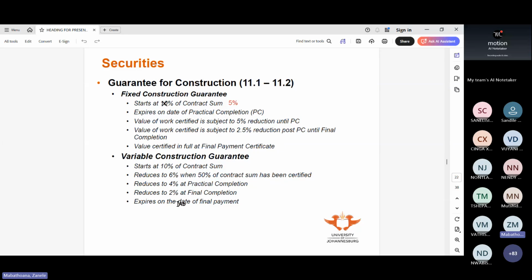Tagazelo, your hand is noted, and in 10 minutes I'm going to wrap this up because we've done guarantees before, but I need you to understand how this works, or how they're administered.